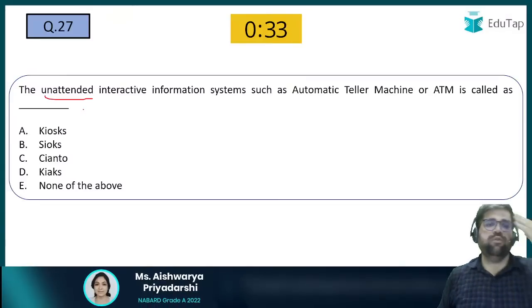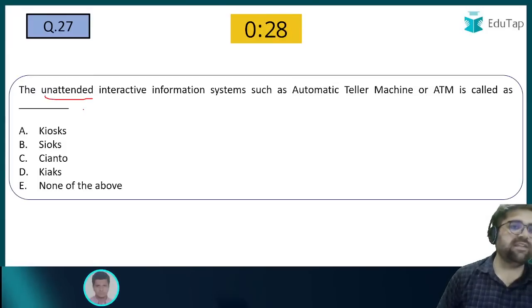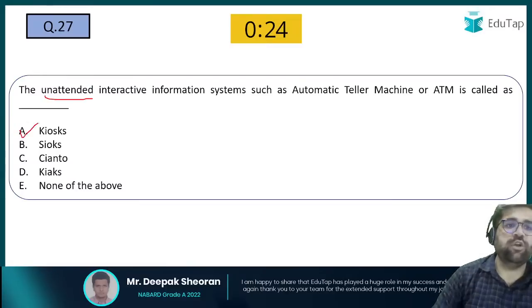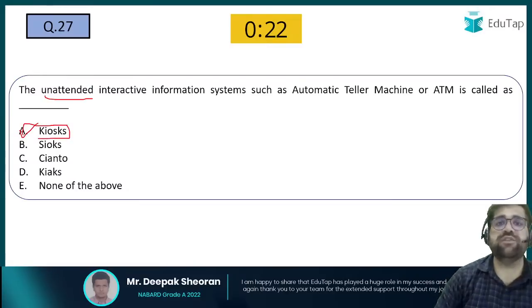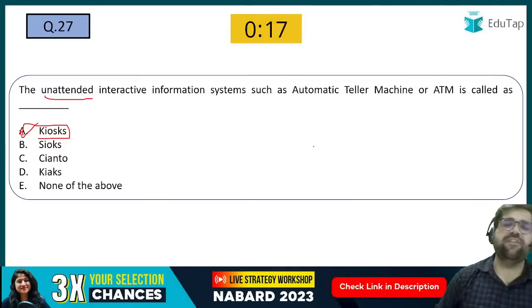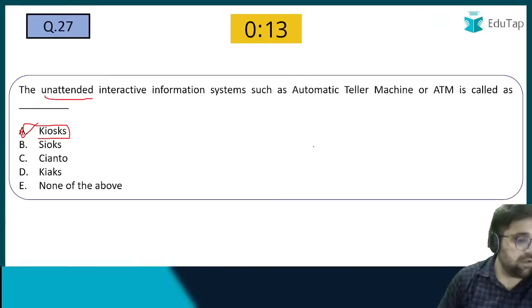Can someone let me know the right answer for question number 27? Is it Kyox? Is it Seox? Is it Scianto? Is it Kisix? Yes, the correct answer over here will be Kiosk. Today you might have seen different kiosks being used in SBI: the passbook printing kiosk, the cheque accepting kiosks. In private sector banks, they are used at a much larger level.